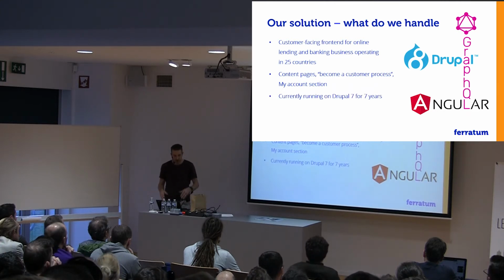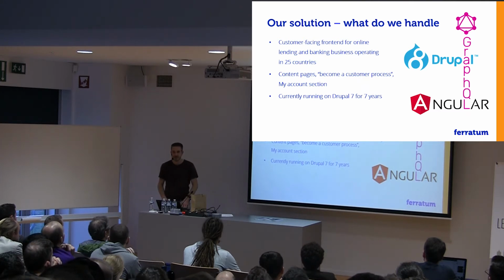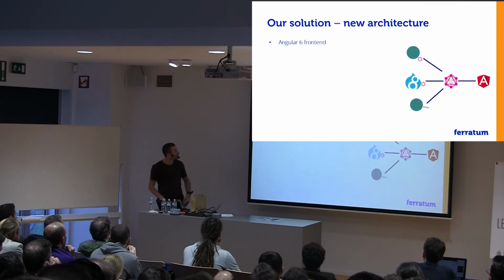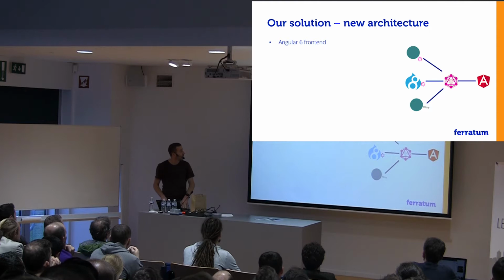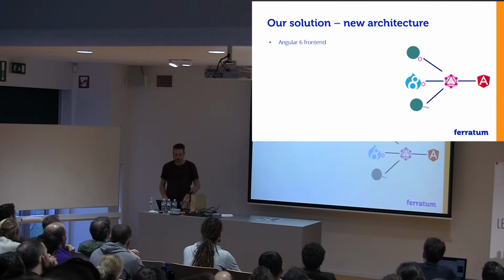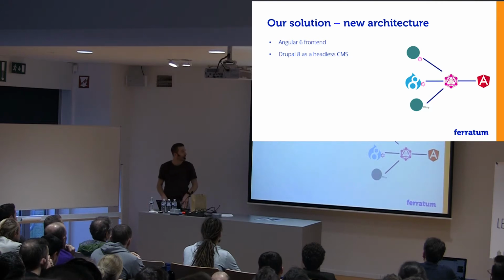Currently, most of the countries have been running on Drupal 7 for several years. So it's kind of obvious why we want to change the solution, since Drupal 7 is nearing its end of life, and it will take us some time to migrate everything. The new architecture is built on Angular 6, which acts as the front-end application. Then we have Drupal 8 as a headless content management system, so it really provides only data. It doesn't handle any templating whatsoever. It doesn't even know how the data are presented on the front end.